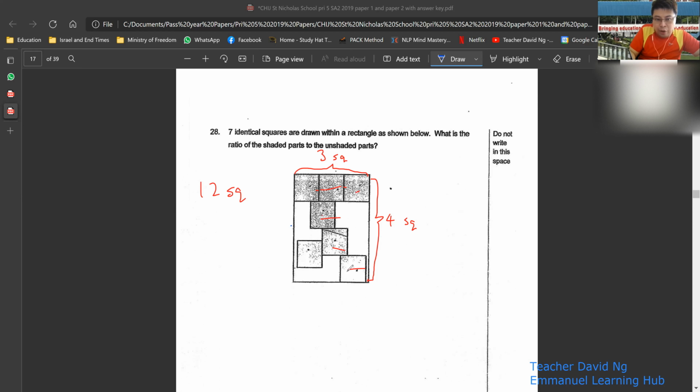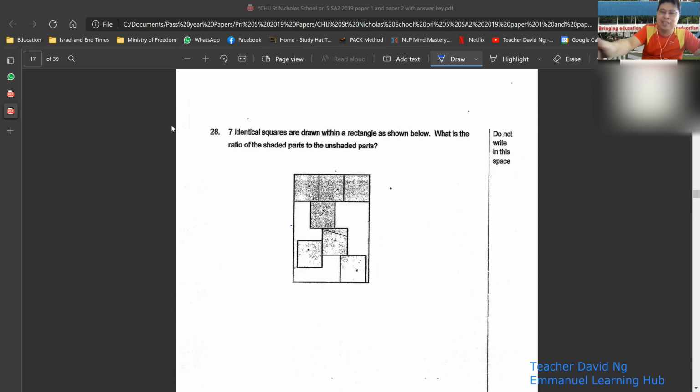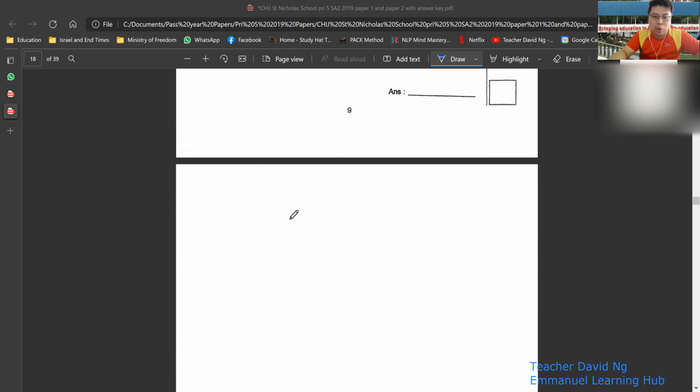So there are 7 squares here, right? Therefore, the unshaded part is 5 squares. Oh. Okay. Better, right? This way of reasoning. Yes. Because I don't know how you get 5 squares. Or you mentioned you drew out, okay, also can. Anyway, so 28, okay. Let's move on to the next question.